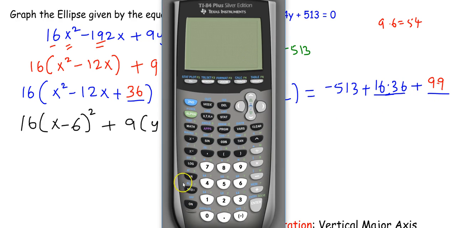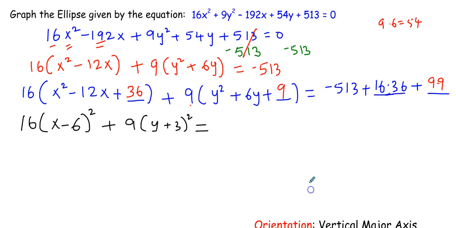Let us make use of calculator. Negative 513 plus 16 times 36 plus 9 times 9. You can write 81, or just let me take 9 times 9, to give us 144. So on adding these three numbers, our sum is 144. I'll write here 144 on the right hand side.